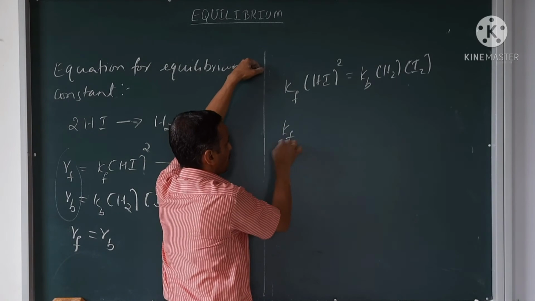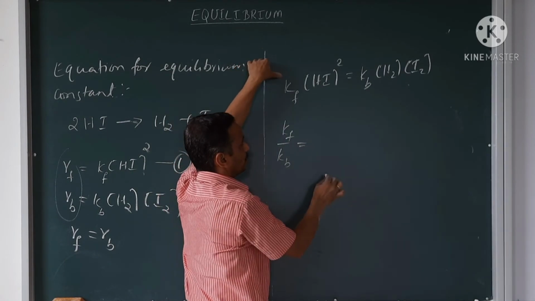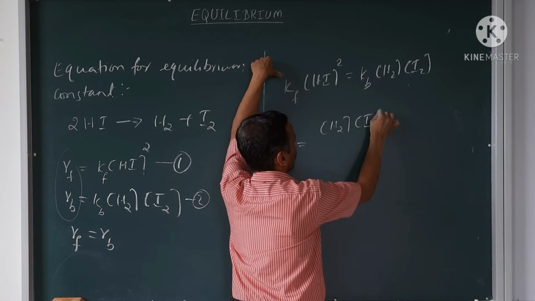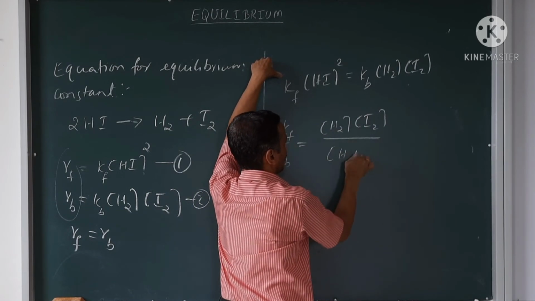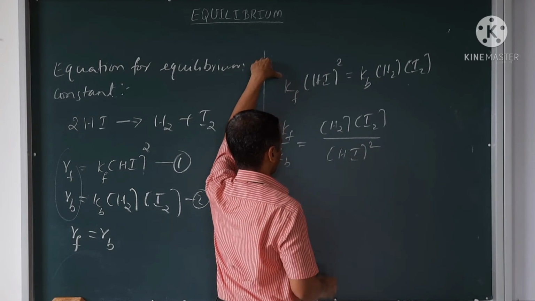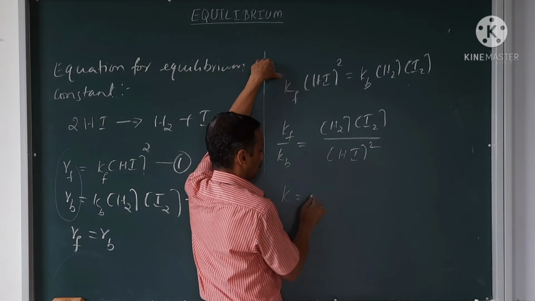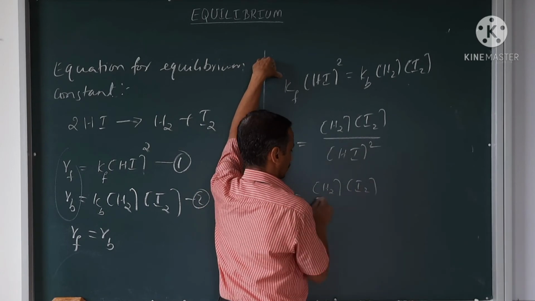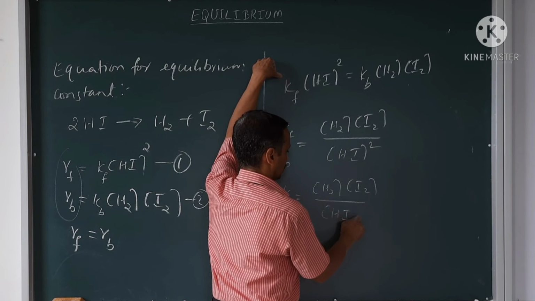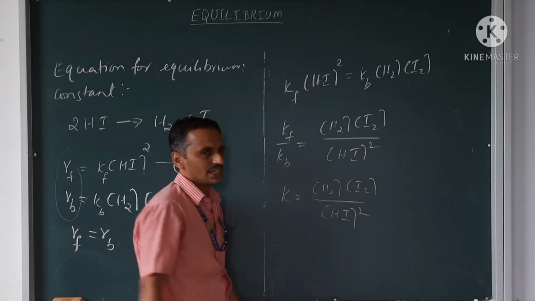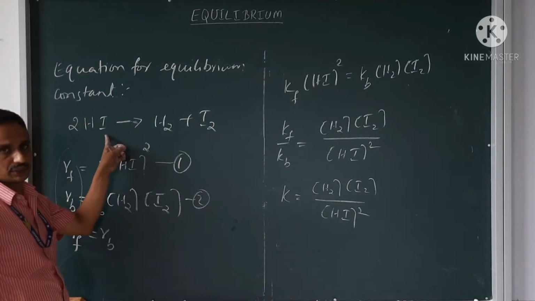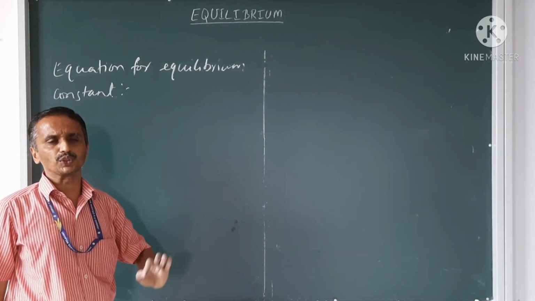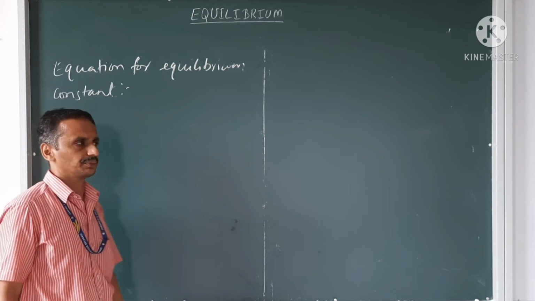So Kf by Kb is equal to H2 concentration into I2 concentration divided by HI concentration. Or K is equal to H2 concentration into I2 concentration divided by HI concentration to the power 2. This is the equilibrium constant for this reaction. Next one. For the ammonia synthesis by Haber's process, write down the equilibrium constant.